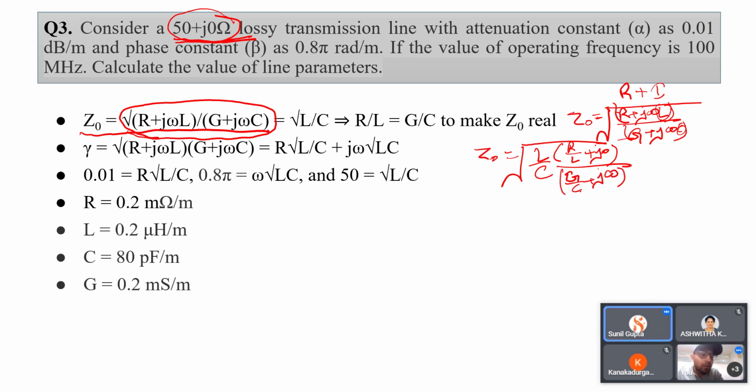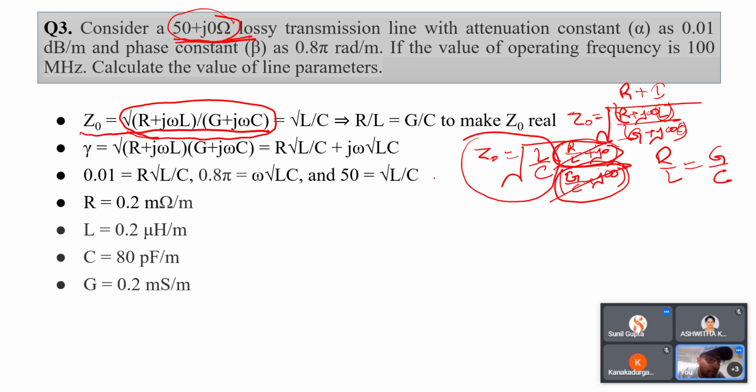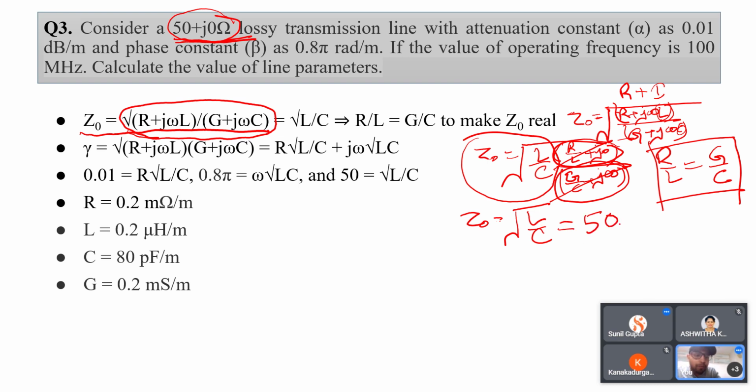Okay, now to cancel these terms, there must be a condition, that is R by L should be equal to G by C. Then only these terms will be cancelled and this Z naught will be real. So let us assume this condition is satisfied. So this Z naught is defined as root over L by C, and this will also be equal to 50 ohm. So this is our first equation.